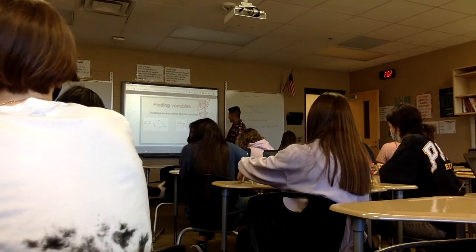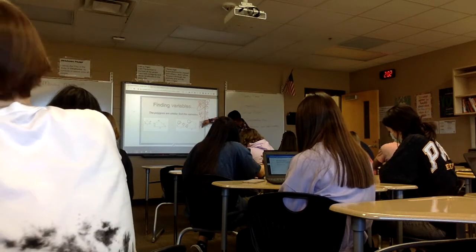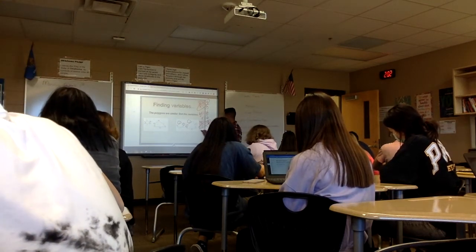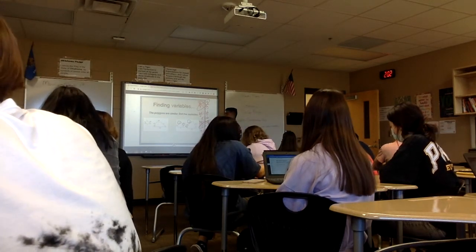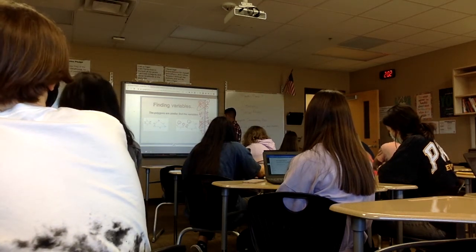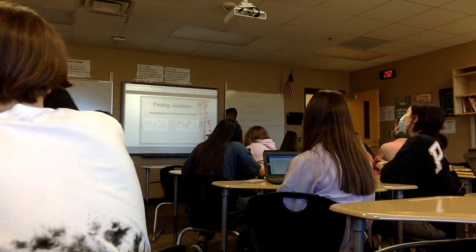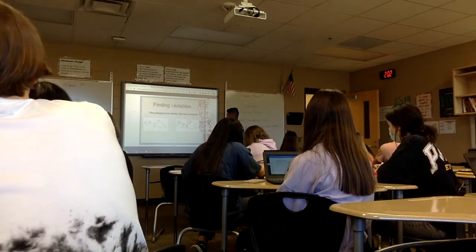6, 9. Now what do we do? Cross multiply. So 9y is equal to 12 times 6, 72. Now we can divide. Y is equal to 8.